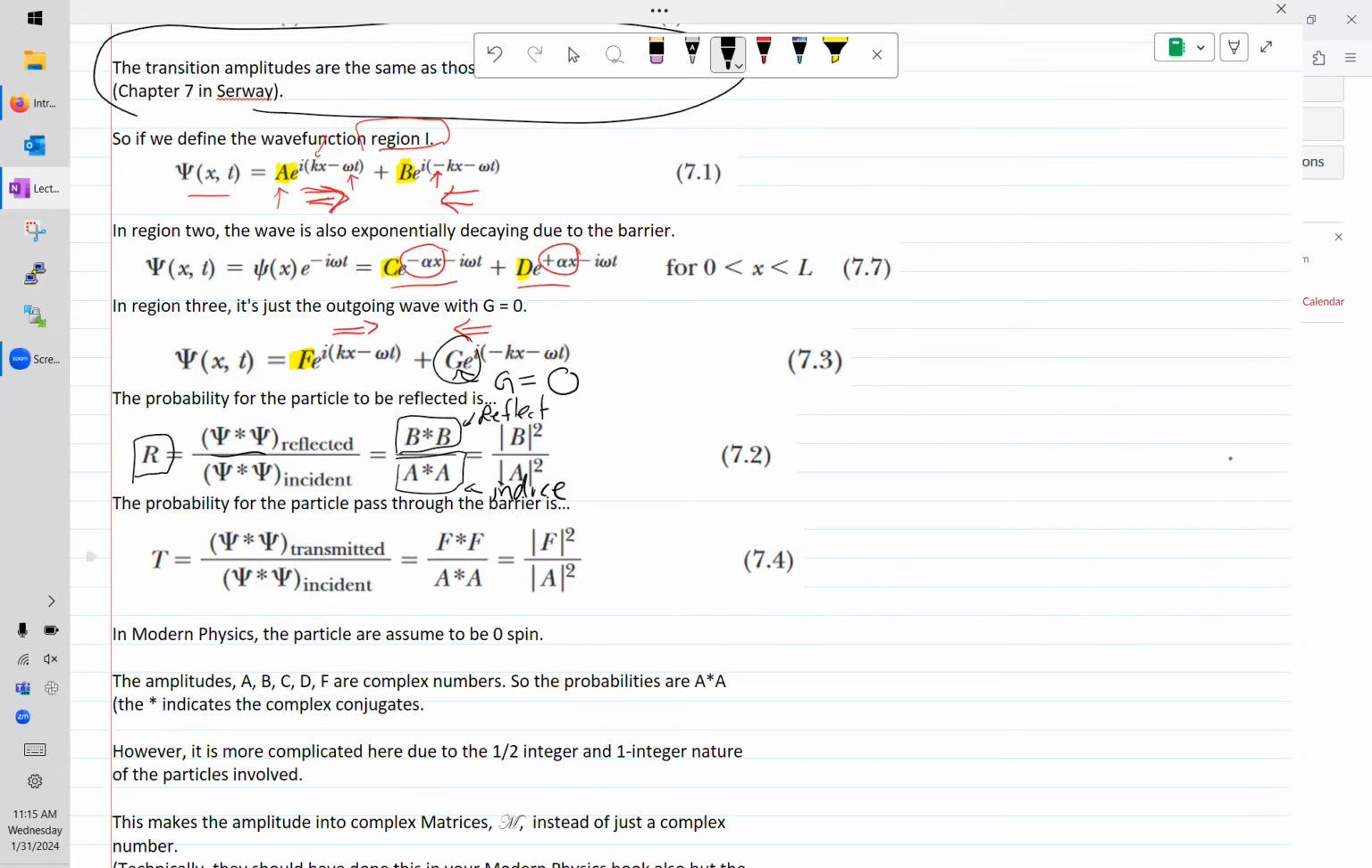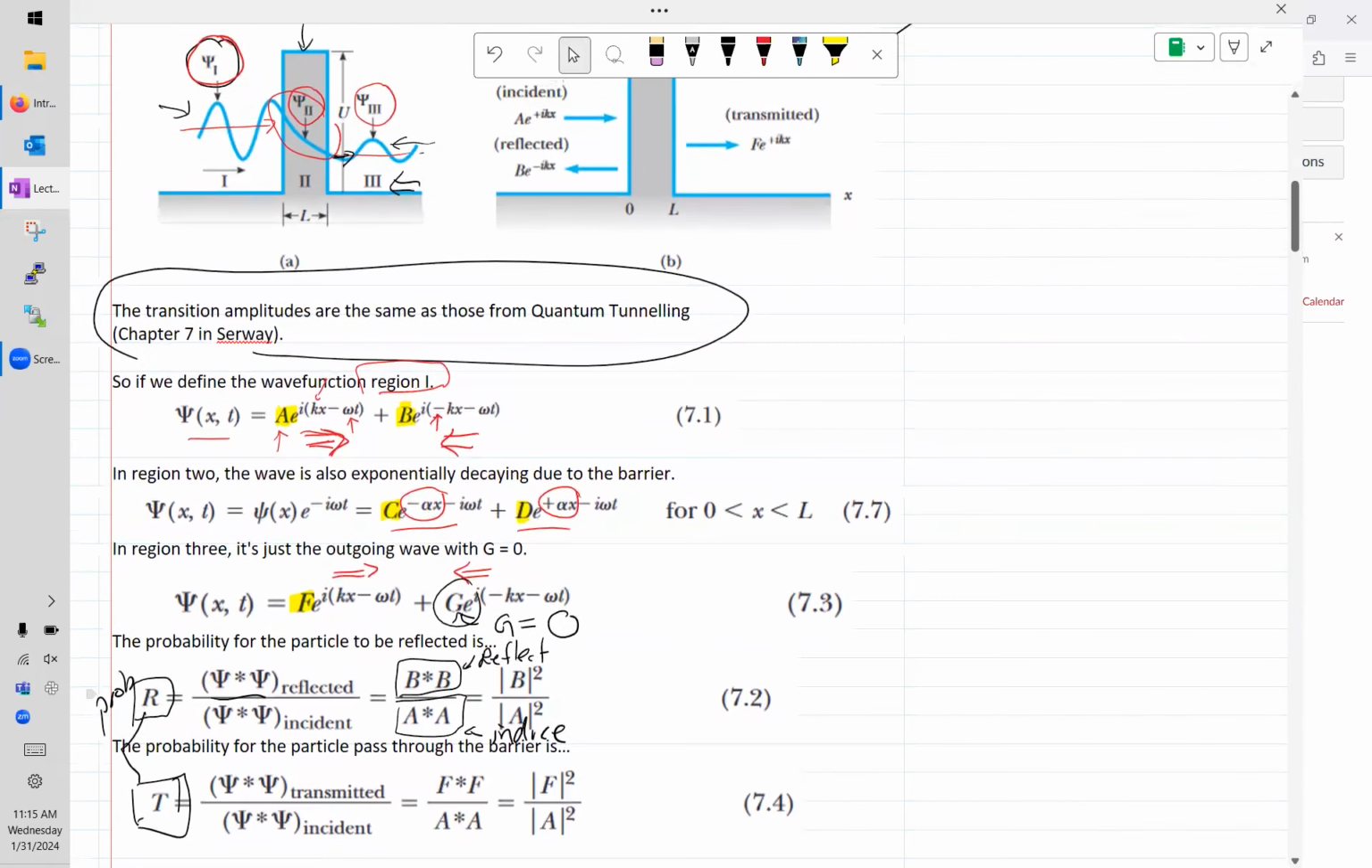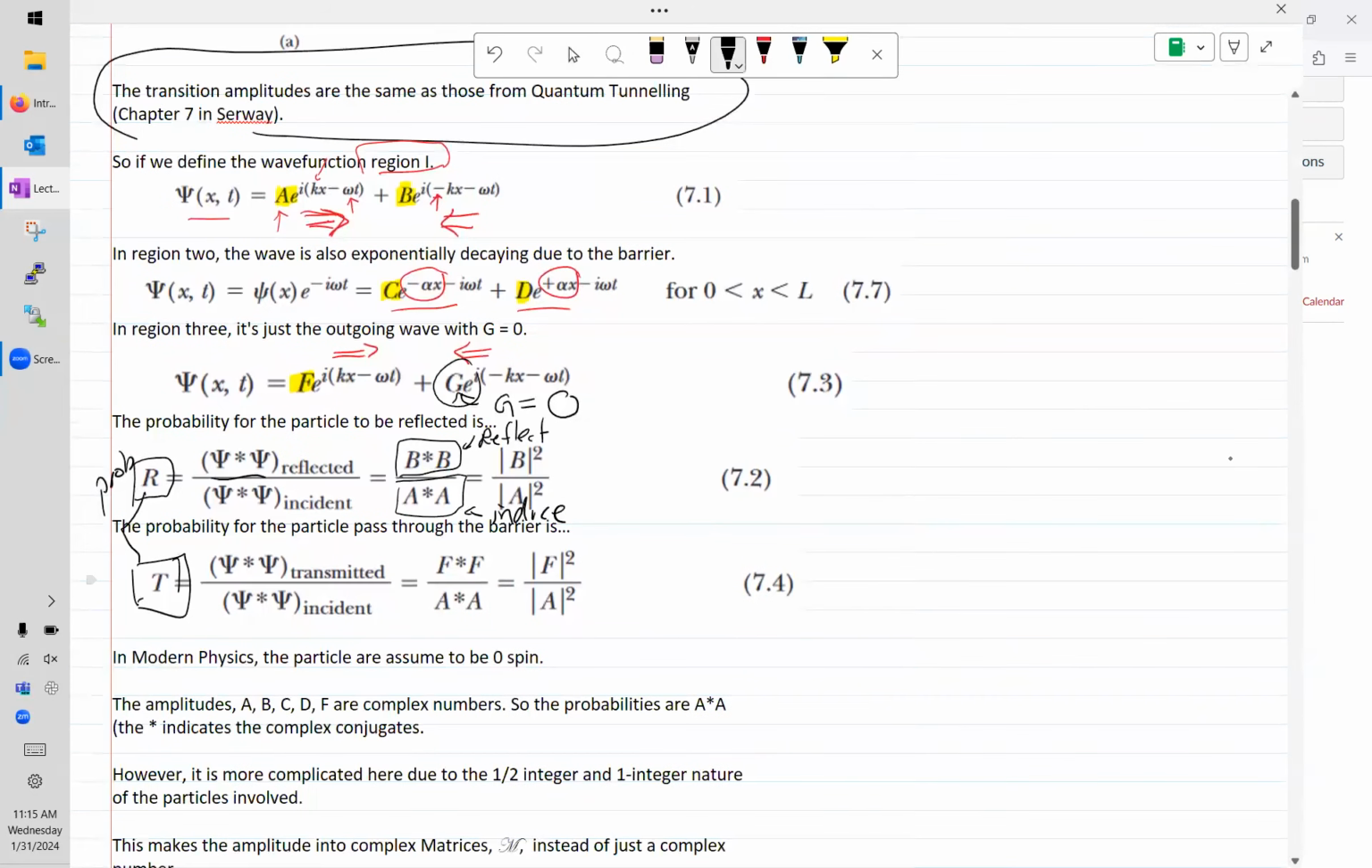Okay, and the thing you may want to calculate also is what is the chance for it to transmit, the probability for it to transmit. So both of these numbers are probabilities. Okay, so for the ones that are transmitted, the only wave that's in region 3 is proportional to this amplitude F. And the part that's incoming is proportional to the amplitude A. And therefore, if you want to figure out the probability for the particle to get through the barrier, once again, you square these wave functions, okay? But the thing that actually matters is the amplitude squared between the two wave functions.